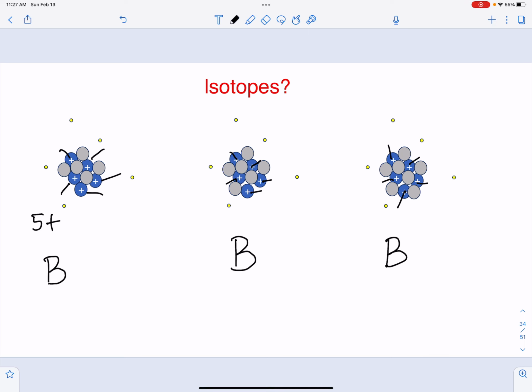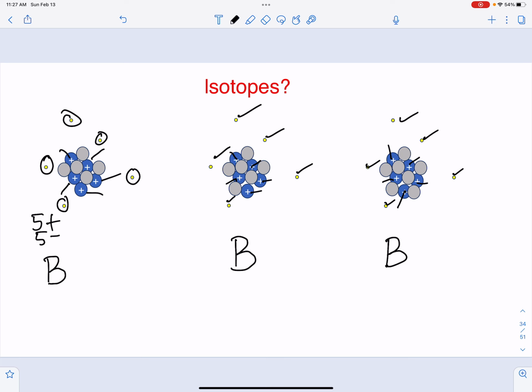What about the electrons? Are these ions? 5 protons, 1, 2, 3, 4, 5. 5 electrons. So these are not ions. This one is not an ion, so there's no charge. 1, 2, 3, 4, 5. Same story there, no charge. 1, 2, 3, 4, 5. Same story there. 5 protons, 5 electrons, so no charge. So these are not ions.